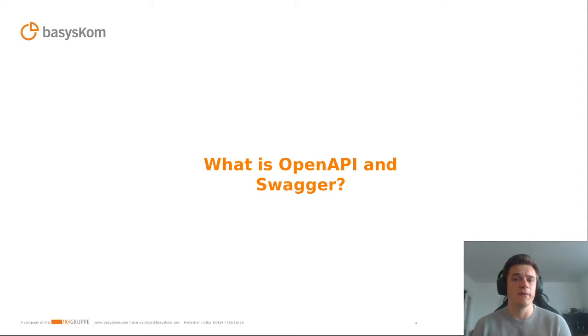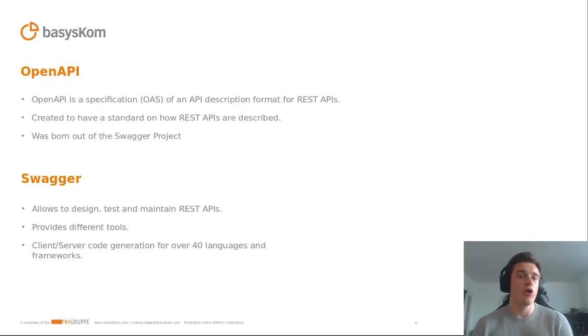So, what is OpenAPI? What is Swagger? Most of you probably heard about the terms already, but I will make sure that everybody knows what we're talking about. So, a quick definition. OpenAPI is a specification of an API description format for REST APIs, and it was created to have a standard on how REST APIs are described. It was born out of the Swagger project, and it formalized what was already there. Swagger then became a tool set to design, test, and maintain REST APIs. One of the biggest selling points is that you can generate client and server code for over 40 languages and frameworks.